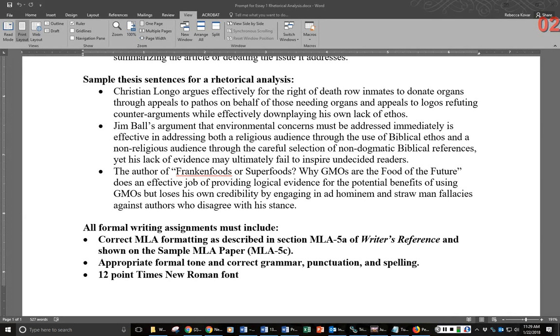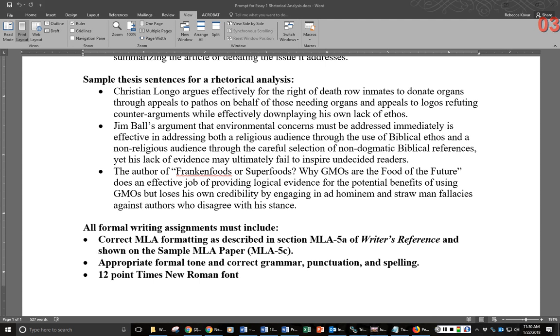Or, looking at a different example, you might say that someone's argument that environmental concerns must be addressed immediately is effective for 2 different audiences, in this case a religious audience because it uses biblical ethos, and a non-religious audience because the biblical references chosen are specifically non-dogmatic, but he doesn't include a whole lot of evidence, and you identify that as a failure. Last example, looking at an essay of someone who is discussing GMOs, you might find that they do a really good job using logical evidence for benefits of GMOs, but because they engage in ad hominem and straw man fallacies when they discuss authors who disagree with their stance, they ultimately fail to make a convincing argument.